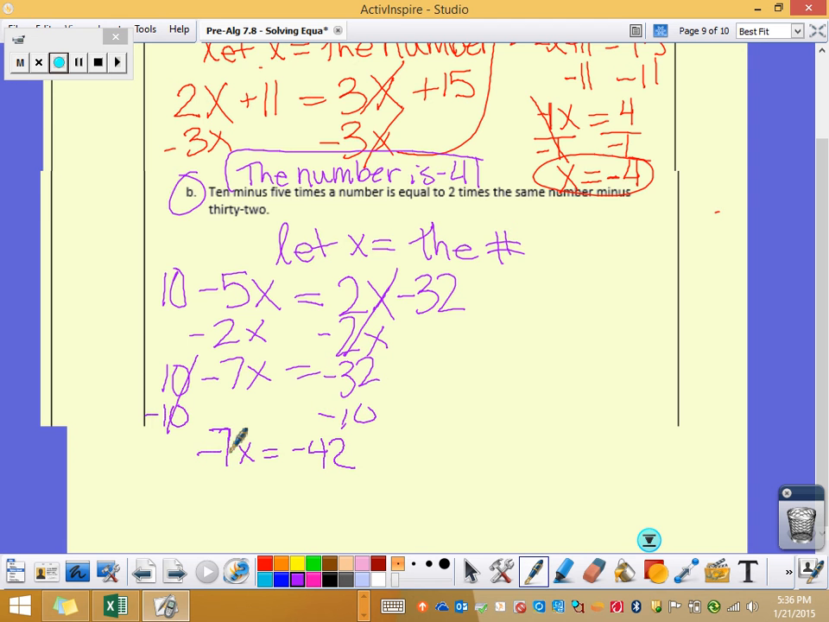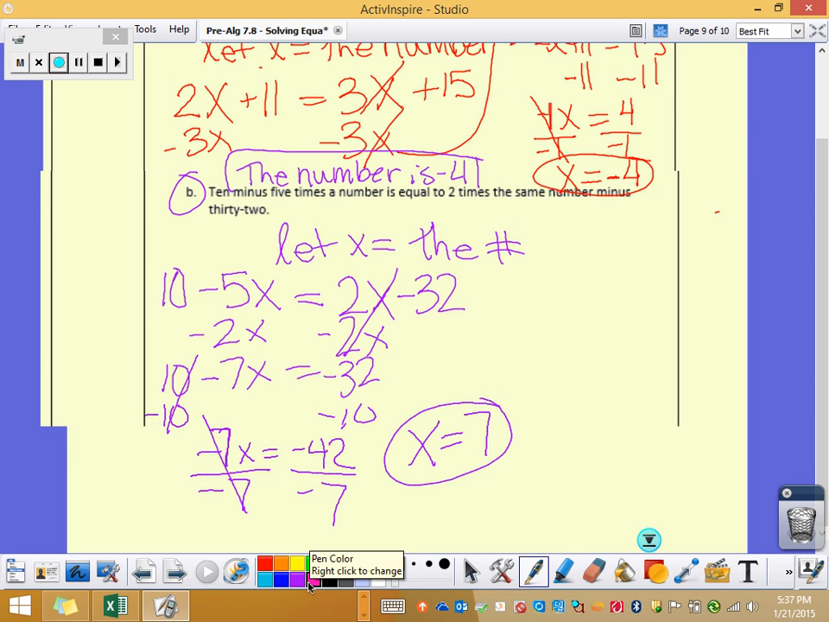All right, one last step to get x all by itself, and it's multiplication now, so we need to divide to undo it. Divide by negative 7, divide by negative 7. We're left with x equals negative 42 divided by negative 7, which is a lovely positive 7. That's great. Let's write a sentence. The number is 7.